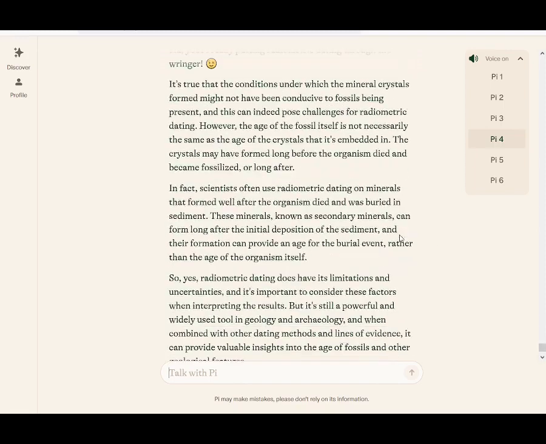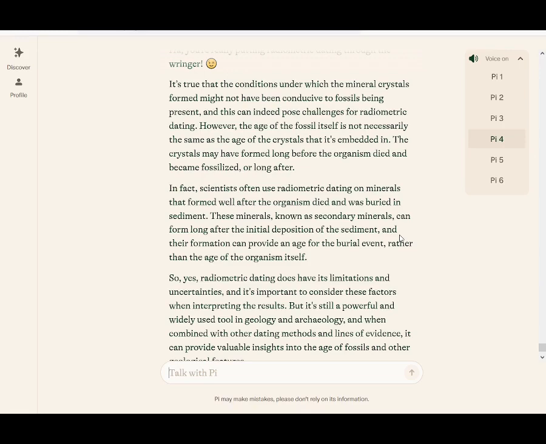In fact, scientists often use radiometric dating on minerals that formed well after the organism died and was buried in sediment. These minerals, known as secondary minerals, can form long after the initial deposition of the sediment, and their formation can provide an age for the burial event rather than the age of the organism itself.